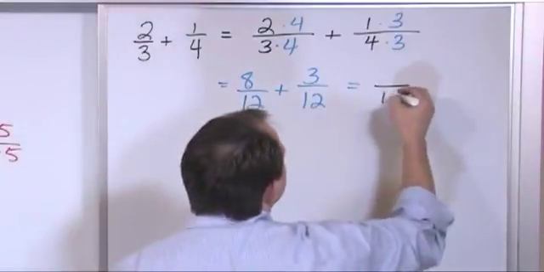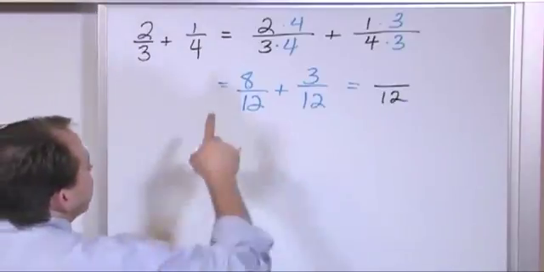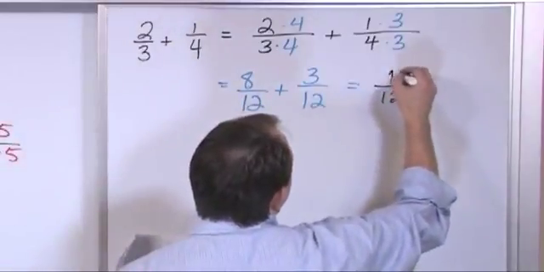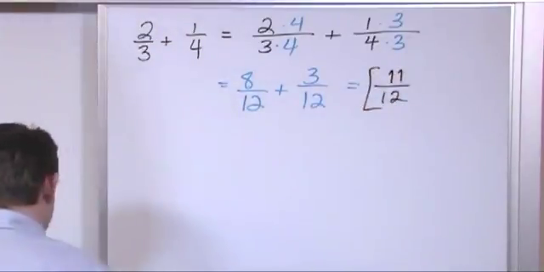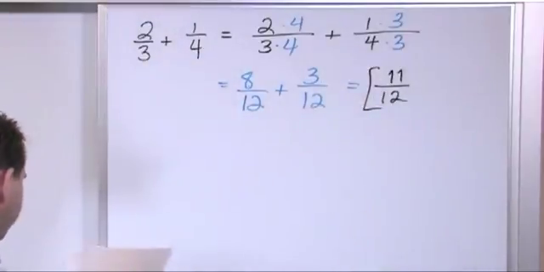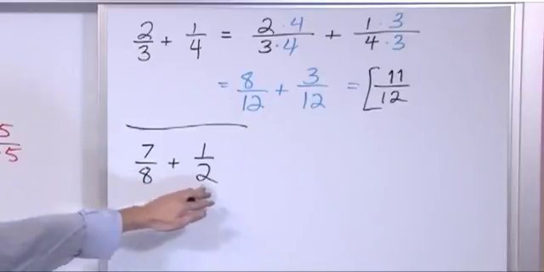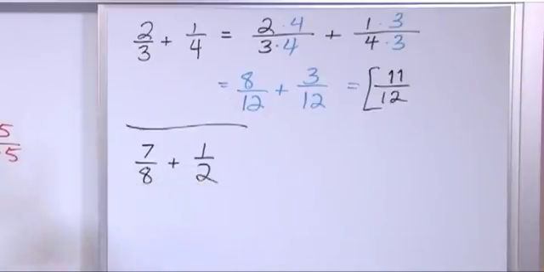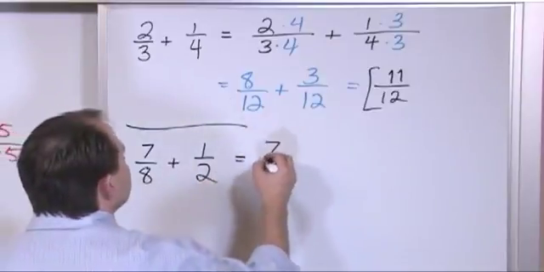So my answer is going to have 12. 8 plus 3 is 11. So I'm going to have 11/12, and that's already fully simplified. If this were not fully simplified, I would simplify my final answer. So I see I have 8 and I have 2, and I know that 2 times 4 is 8, so I'll just work on the second fraction.